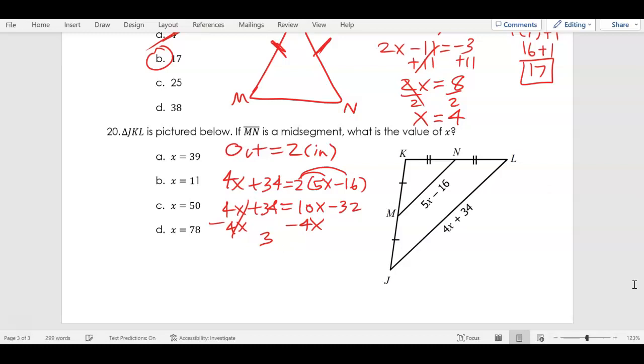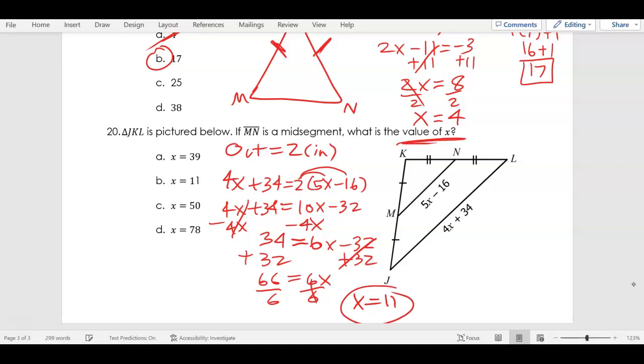34 equals 10 minus 4 is 6, x minus 32. Get rid of that loner 32 by adding it to both sides. You get 66 equals 6x, and then you can divide by 6 to get x equals 11. And since we are looking for the value of x, you do get letter B. That is your review.